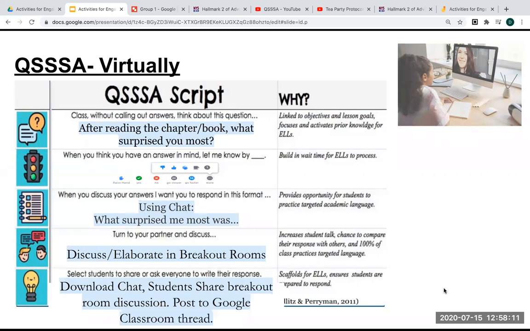And for our ELLs, it's a scaffold because it's always there, and there's more than one response, so they can see how more of their peers are using the language.